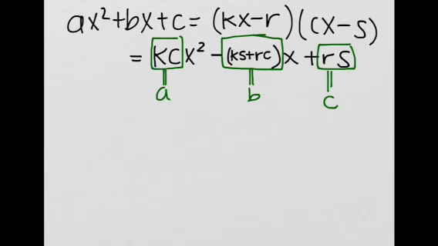So basically we're saying that if we have an equation of ax squared plus bx plus c, we can rewrite it as kx minus r times cx minus s, where k and c, r, and s are all constants. Realize when I expand this, it lets us know that k times c has to equal a, ks plus rc has to equal b, and rs has to equal c.